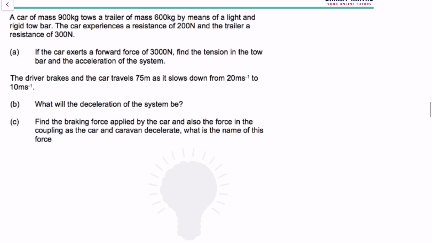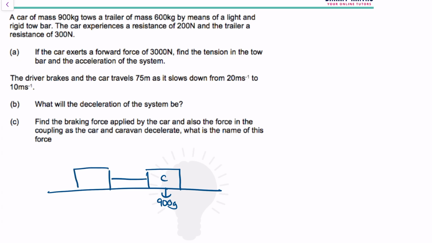A car of mass 900 kg tows a trailer of mass 600 kg by means of a light and rigid tow bar. So we've got a car which has weight 900 g, and then we have a trailer weight 600 g.